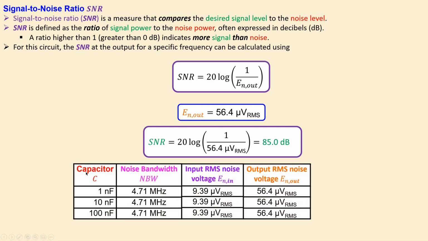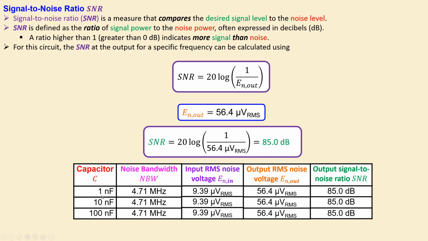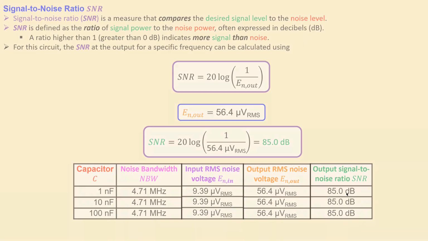Now if we now summarize the result for each capacitor, we have the noise bandwidth for each capacitor, again all of them are the same, and we have the input referred RMS noise voltage, the output referred RMS noise voltage, and we will see that this will be of course the same for all capacitors, and we have then 85 dBs in SNR. Okay, that is now the result what we have for our signal noise ratio. Now let's then look at the simulation results.